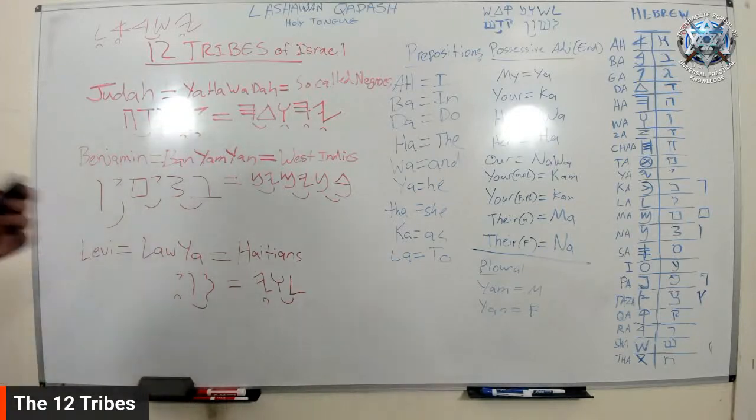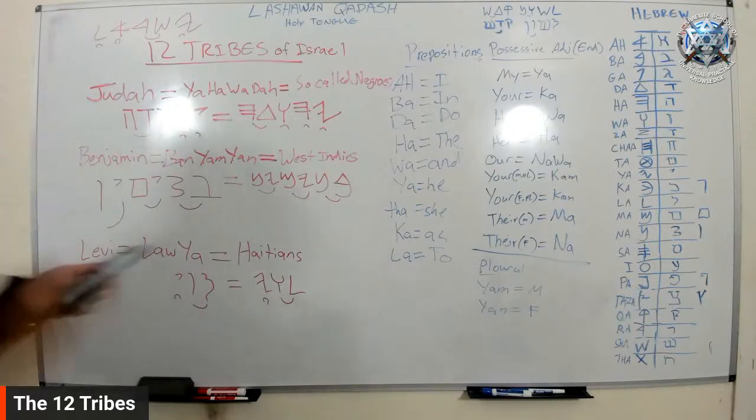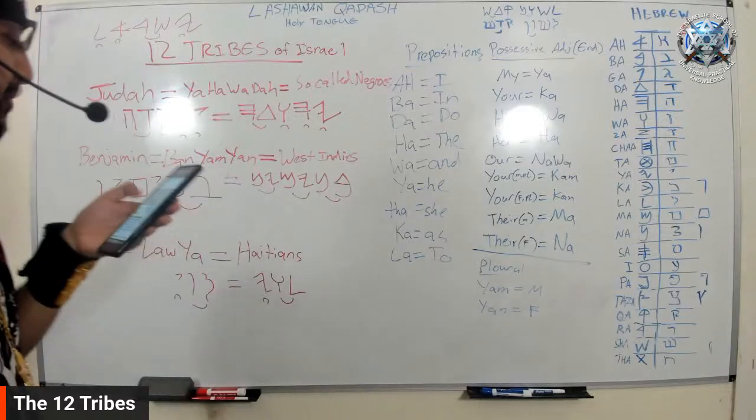To give you another example, because we're going through these in a row, right? Benjamin. Benjamin is first seen in Genesis. It should be before this.